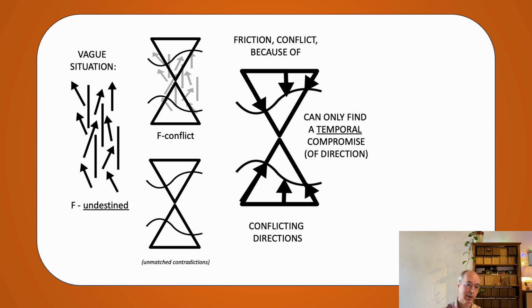So you try to match and it doesn't work. You have a friction situation because there are conflicting directions. All directions are going, you have all possibilities of directions at once. So what is dominant? You don't know yet. You don't know it at this point. You try to find a match and you can't. So the only thing you can do from this situation is find a temporal compromise of direction. And that's what is expressed in this form.